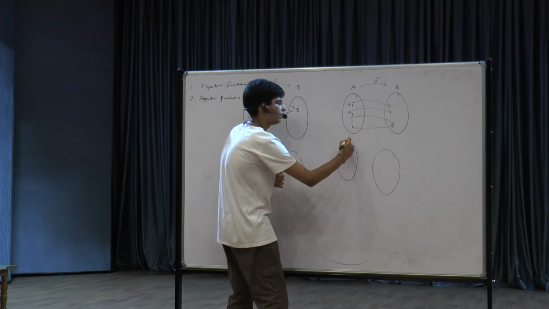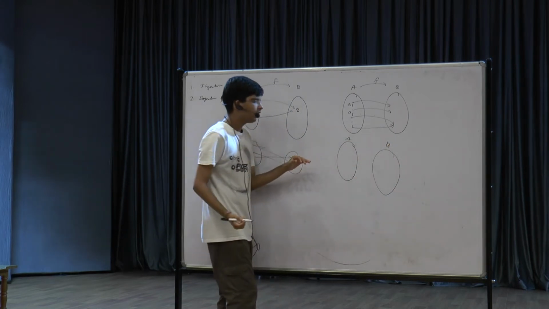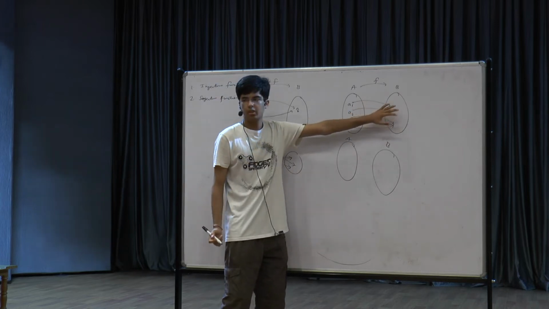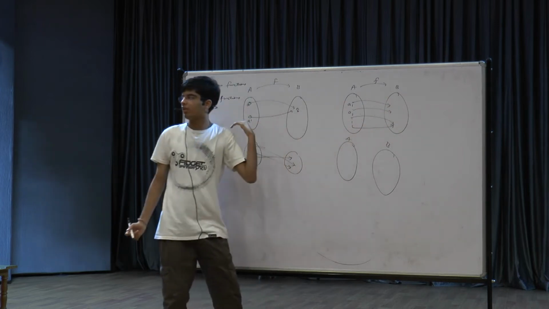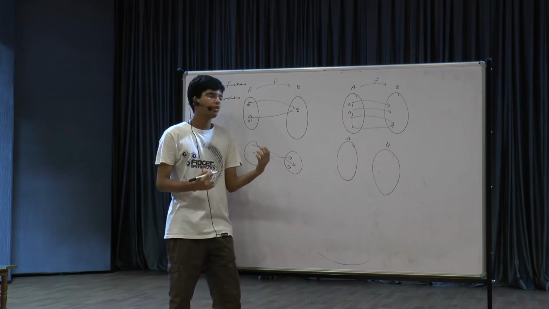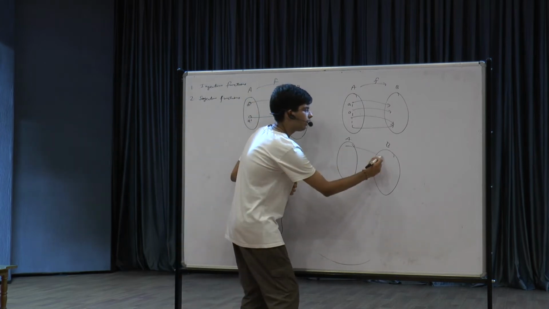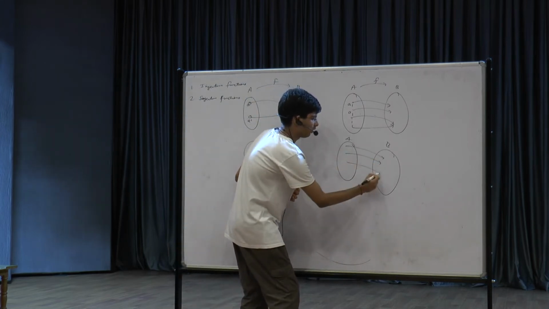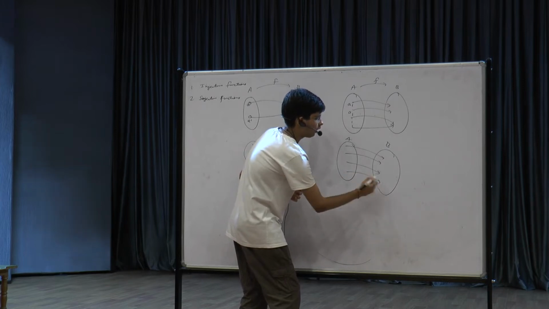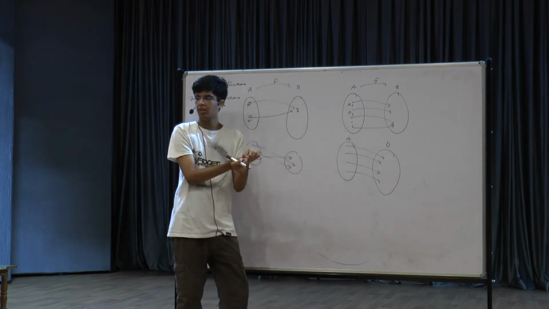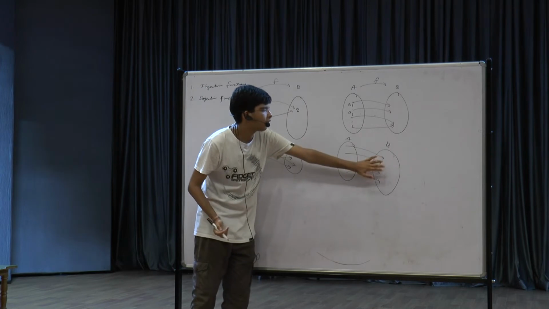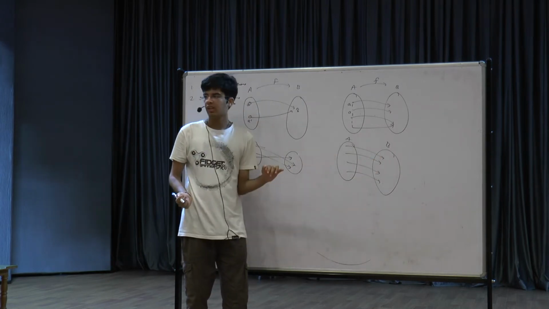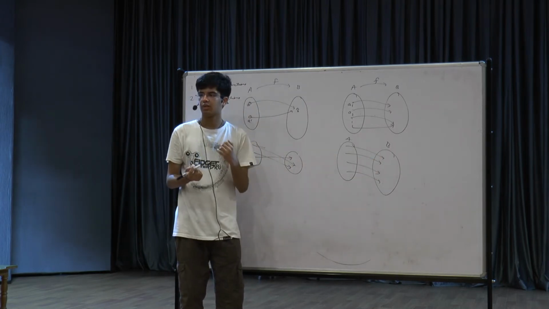So the idea here is that not everything in B needs to be covered in injective functions, or in general functions. In surjective functions, the idea is that everything in B needs to be covered by something. So you allow that two things go to the same thing, but you want everything in B to be covered by an arrow. So that is what surjective functions are.